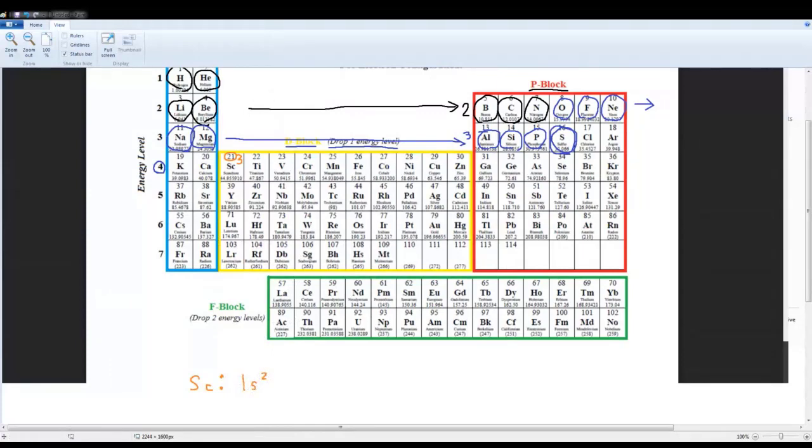After that, what comes next? 2s2, very good. After that, what comes next? 2p6, very good. And then 3s2, very good.